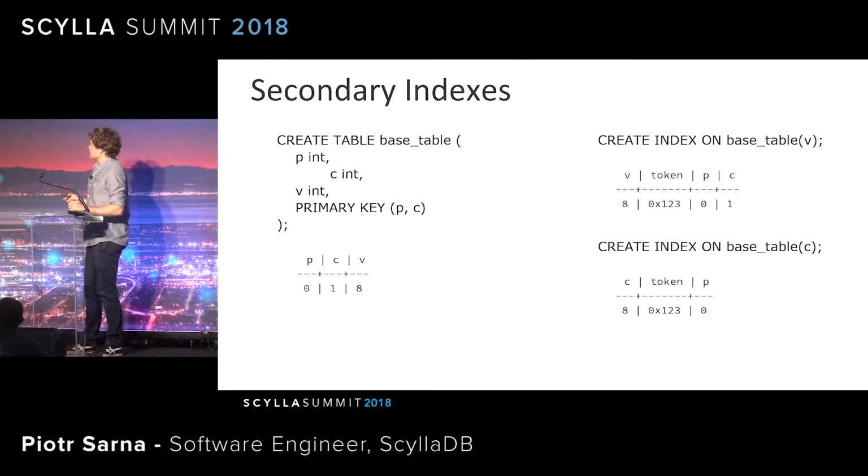So we have a regular base table like before, and if you want to create an index on it, we just literally create index on this table with such and such column. And internally, it looks almost like regular denormalization. We also have a token field used for ensuring proper order, but that's more of an implementation detail.